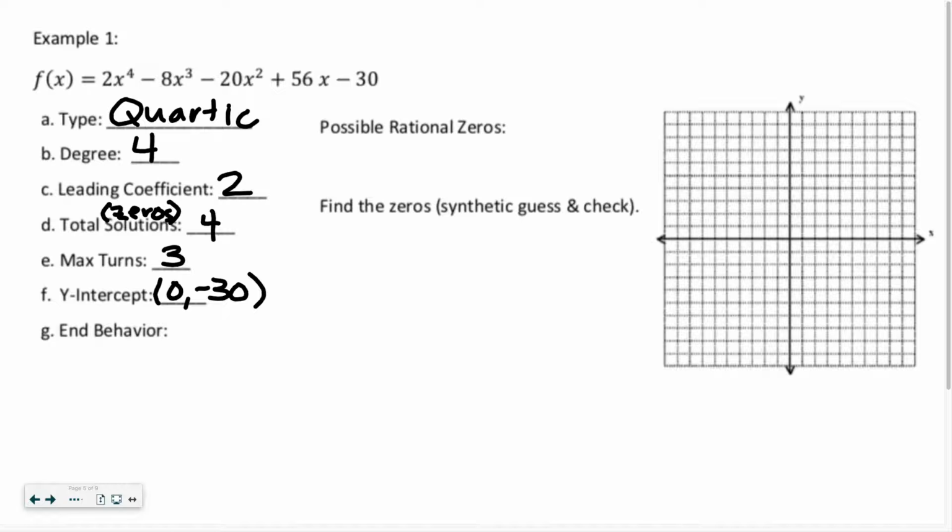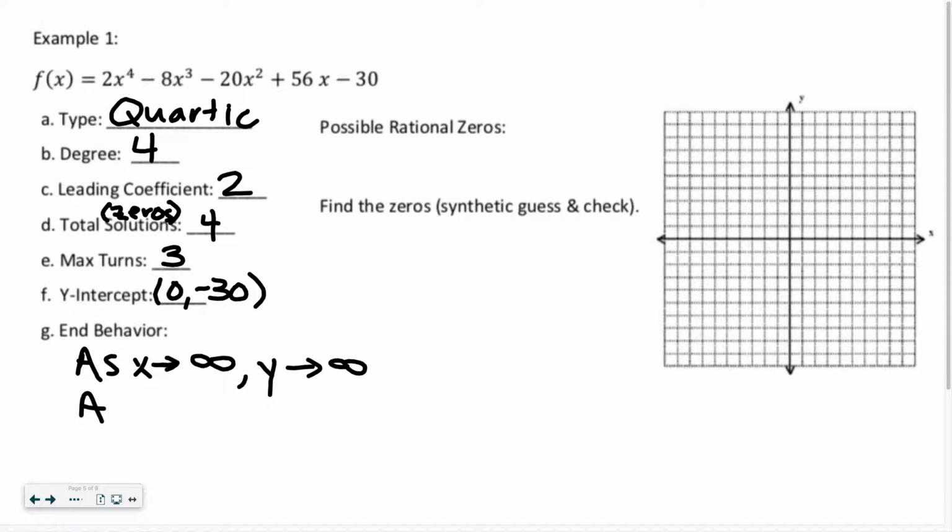And then if I'm doing end behavior, I want to look at B and C, my degree and my leading coefficient. So if I'm doing the right side as x approaches infinity, what do I look at? The leading coefficient. Is the leading coefficient positive or negative? Positive, so the right side rises, goes up. So y goes towards positive infinity. When the leading coefficient is positive, the right side rises. When the leading coefficient is negative, the right side falls.